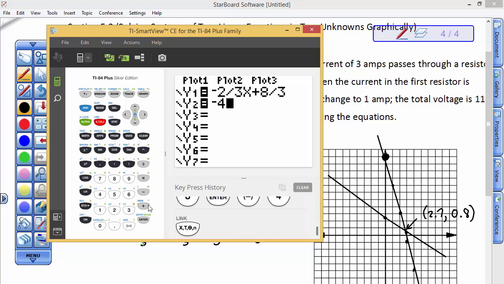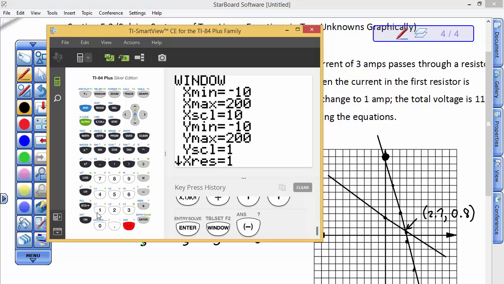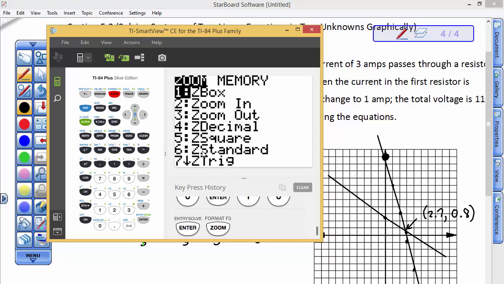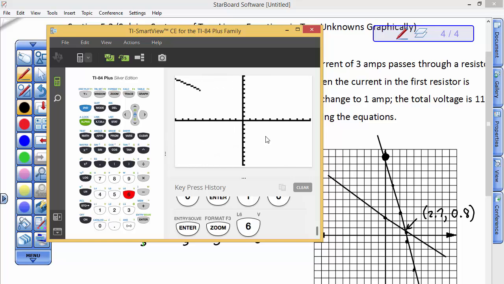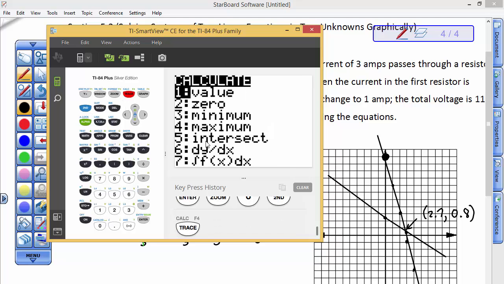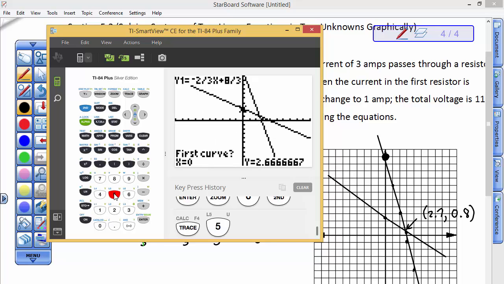And I already know that this should be in the rectangular coordinate system, where a negative 10 might be a nice window. So I just want to show you something. If you hit zoom and the number 6, that's a standard window. That gets my window back to where I want it. Here's that first line. Here's that line, and see where they cross? So remember, under the trace key there's the word calc. So second calc, I want to find the intersection point. So I just hit the 5 and enter, enter, enter.